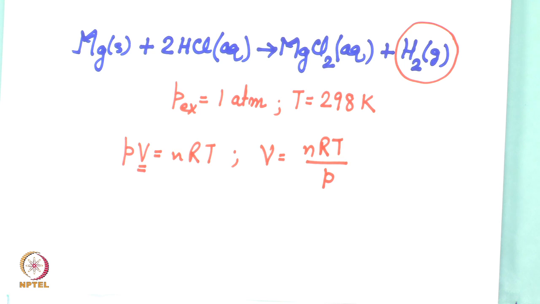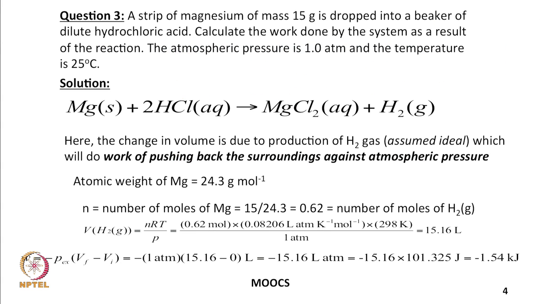So, let us go back to the slide. As we can see there, n, which is the number of moles of magnesium, is equal to weight divided by the atomic weight, 15 divided by 24.3, it is 0.62, and then if you look at the reaction, 1 mole of magnesium produces 1 mole of hydrogen. That means the number of moles of hydrogen gas produced is also 0.62.